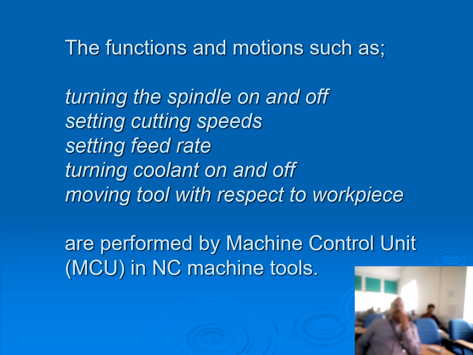The functions and motions such as turning the spindle on and off, setting the cutting speeds, setting the feed rate, turning the coolant on and off, moving the tool with respect to the workpiece, all these things are performed by the machine control unit in an NC machine tool. So that is the most important thing, because all the above said things are done by the operator in the case of a conventional lathe, whereas here in CNC everything is controlled by the MCU.